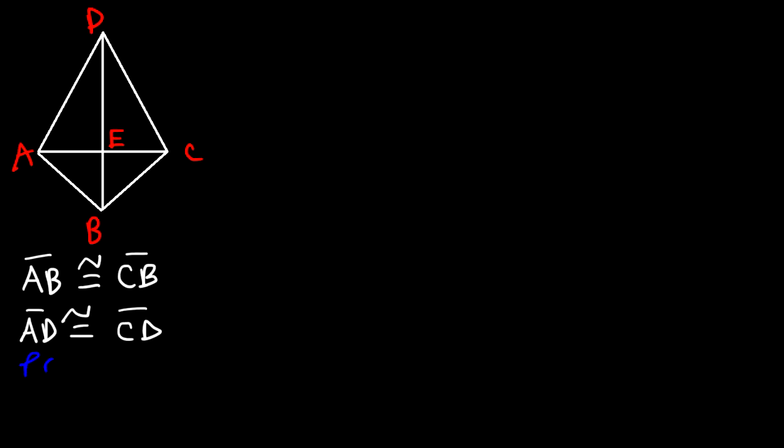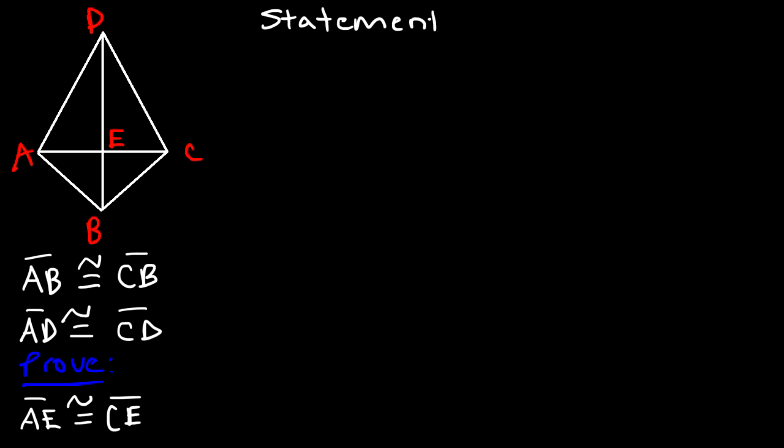So let's say that we're given that AB is congruent to CB, and that AD is congruent to CD. Go ahead and prove that AE is congruent to CE. So let's make a two-column proof with statements on the left side and reasons on the right side.